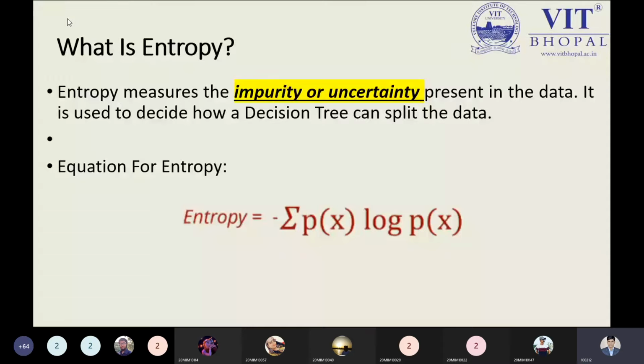What is entropy actually? In our data, we have a lot of data, because we are not dealing with just 1 or 2 data points, or 10 or 20. When we have a huge volume of data, there is no guarantee that the data is pure. It can have impure data. So in our data we can have some uncertainties and impurities, and they need to be measured by a method known as entropy. Entropy is used to measure the impurity or uncertainty in our data, and it is used to decide how a decision tree can split the data.